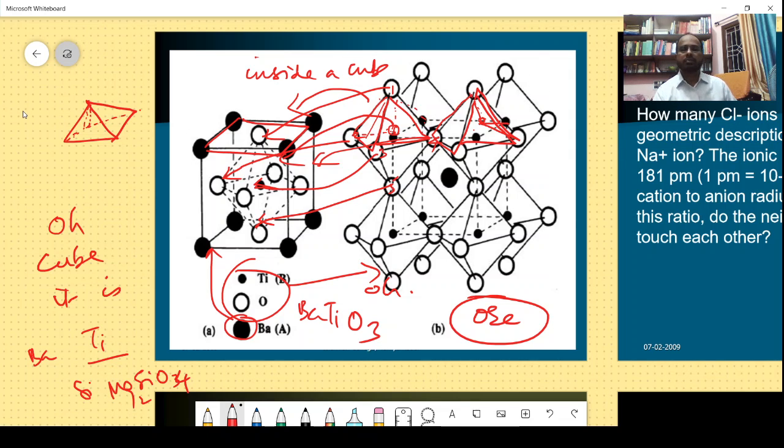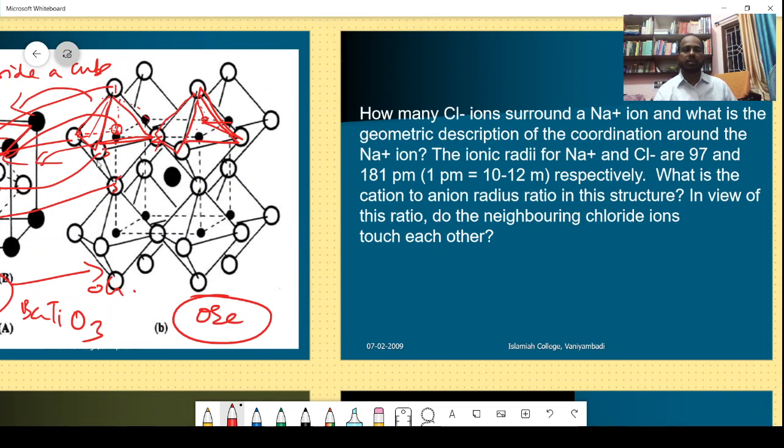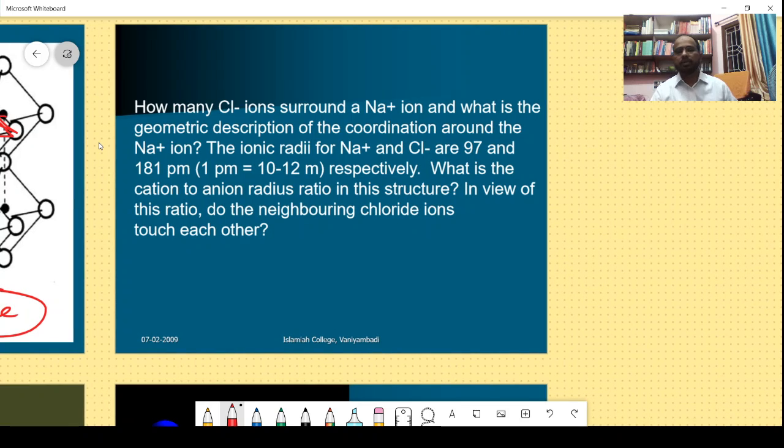And here is a question that forms a very basic thing of crystallography. Also, you need to remember this, even though it may not be asked of you. But it is important that you remember the radius ratio. How many chloride atoms surround a sodium atom? What is the geometric description of the coordination system? The ionic radius of Na plus is 97 and Cl minus is 181 picometer respectively. What is the cation to anion radius ratio of the structure? In view of this ratio, do the neighboring chloride ions touch each other?